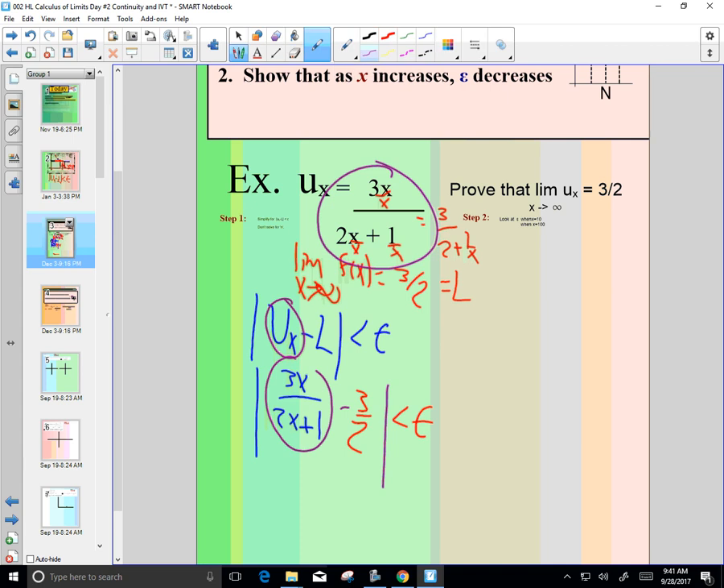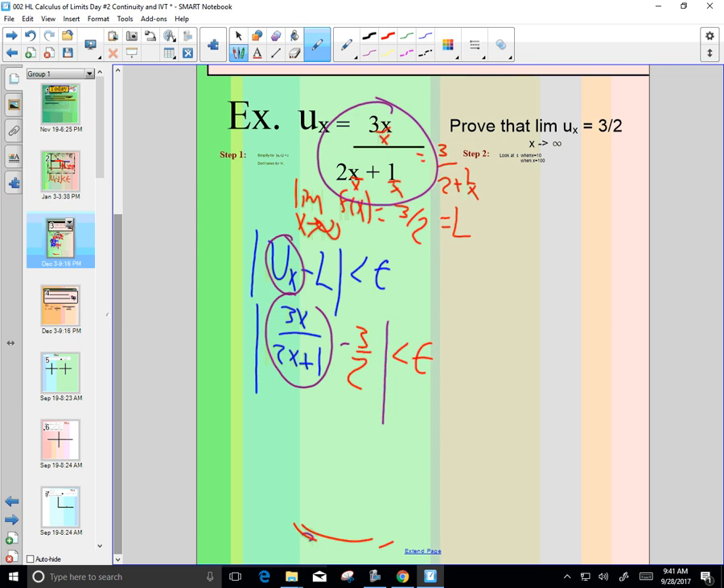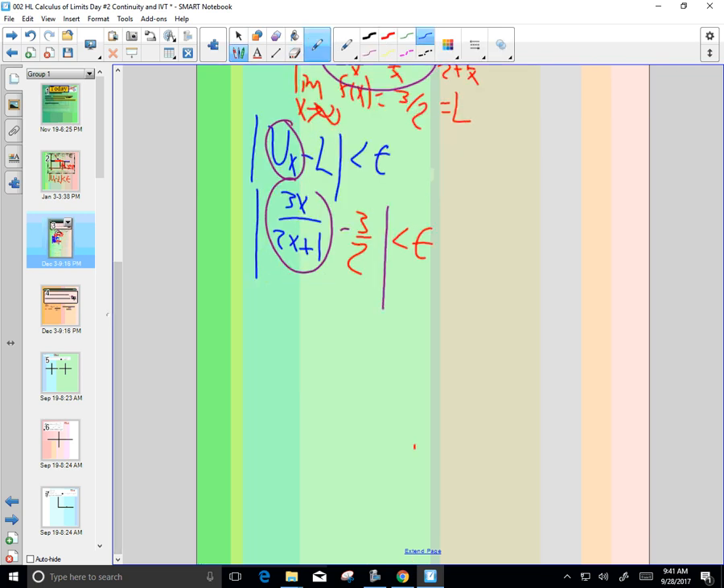Okay, so what do you do if you're going to subtract two things? What do you have to get if you're in a fraction form? Common denominator? Good. So let's do it. 3x over 2x plus 1 minus 3 over 2. What are you going to multiply top and bottom by?